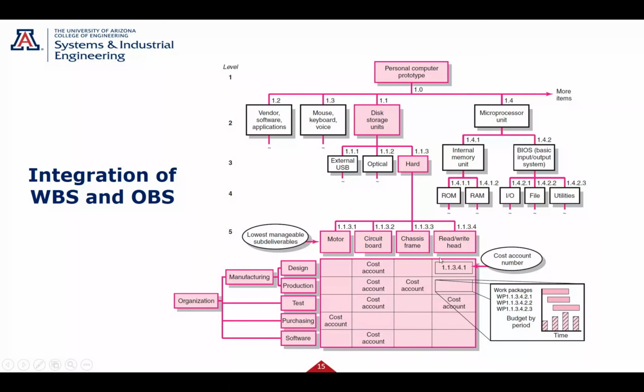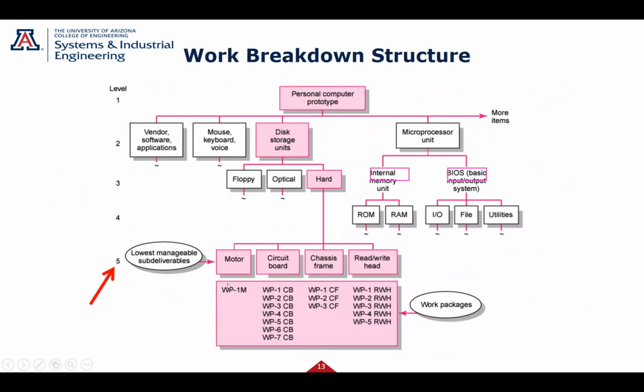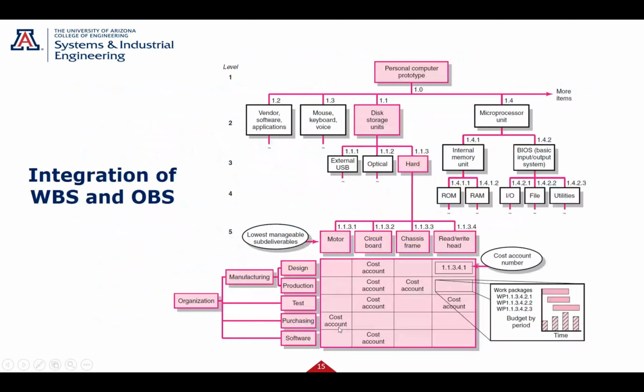And we'll get into the numbering in a minute. So, the motor. Remember I said the motor had one work package. Maybe that's because all we're doing is purchasing a motor, so we need purchasing to do that work package. Circuit board, I might have tasks in design, I might have tasks in production, I might have tests, I might have software. So I might have different tasks and different organizations are doing those tasks.